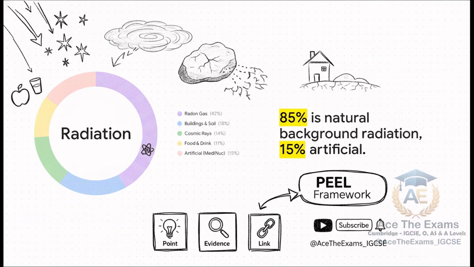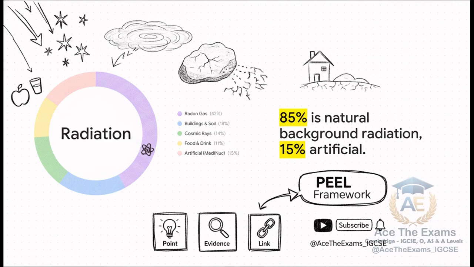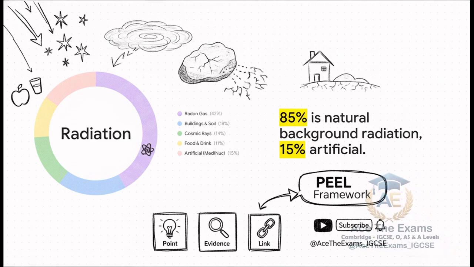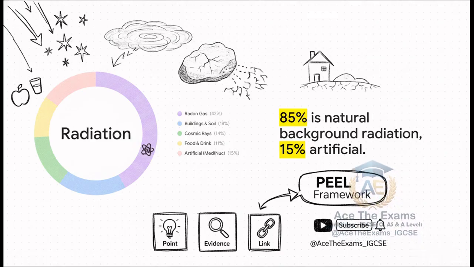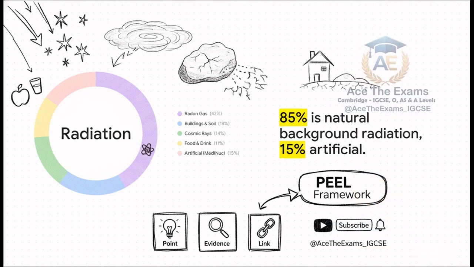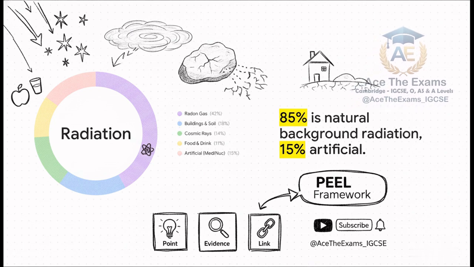You use the PEL framework: point, evidence, explanation, link. This is the secret weapon top students use. Your point: most background radiation is natural. Your evidence: 85% comes from sources like radon gas. Your explanation: radon is naturally emitted from rocks in the ground. Your link: therefore, artificial sources like the nuclear industry contribute a negligible 1%. Look at how beautifully structured that is. It practically forces the examiner to give you full marks.